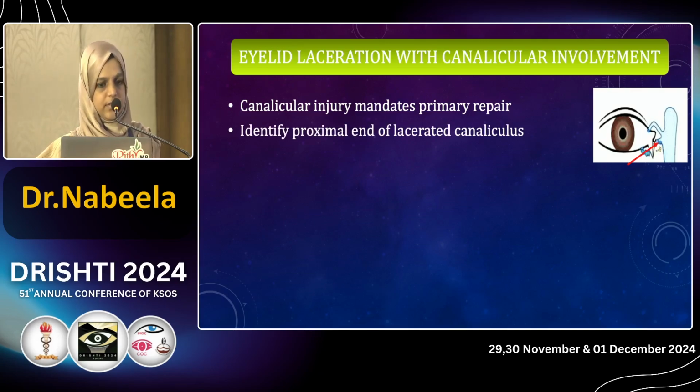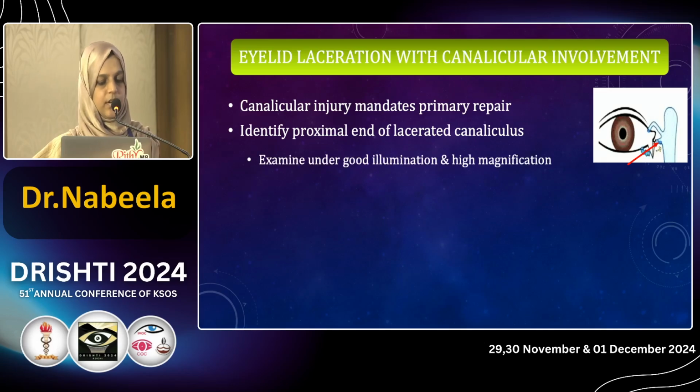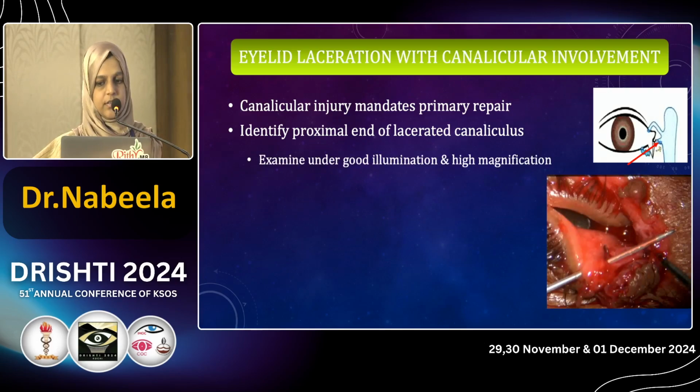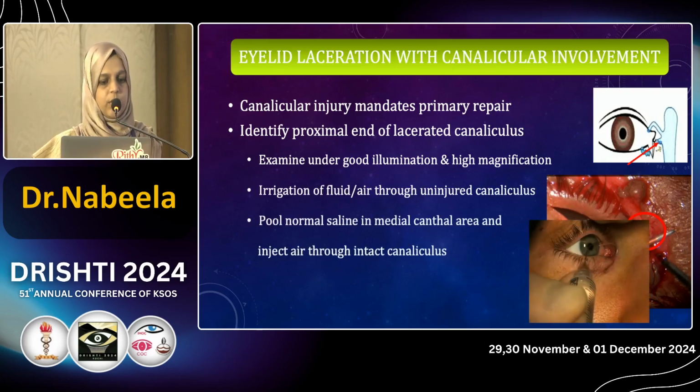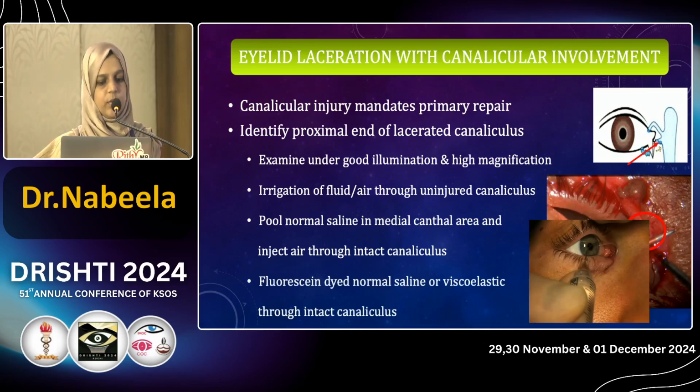So what are the methods? You can examine under good illumination and high magnification to see a white circular puffed out edge. Or you can irrigate fluid or air through the uninjured canaliculus and see where the jet of water is coming through. Or you can pool normal saline in the medial canthal area and inject air through the intact canaliculus. Or fluorescent dyed normal saline or viscoelastic is injected through the intact canaliculus.